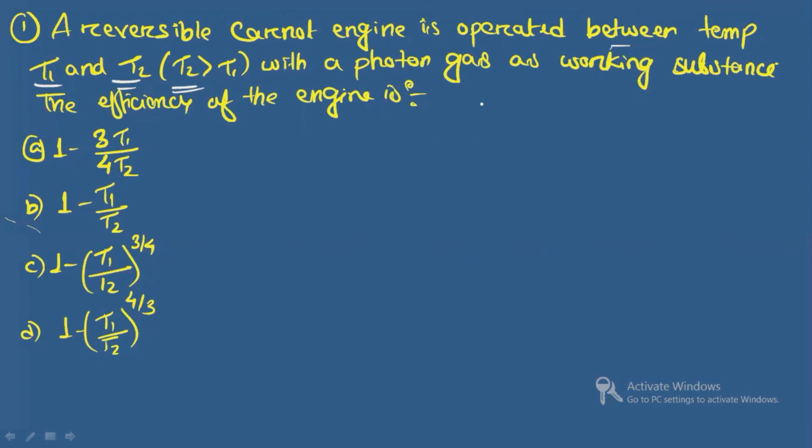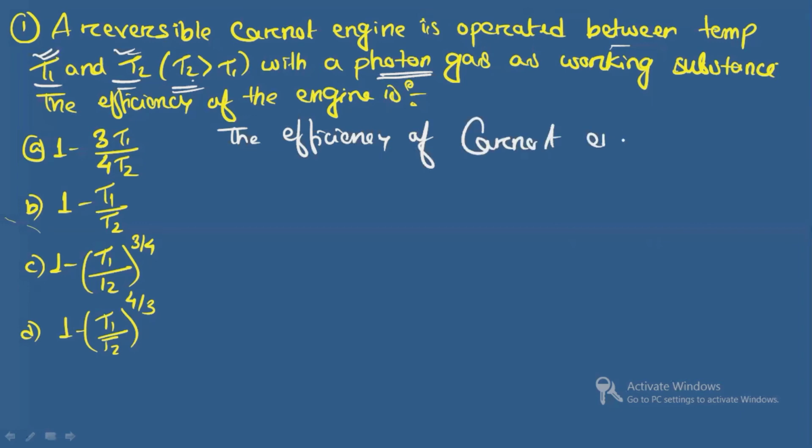So the efficiency of the engine is what? Working substance is photon gas. Reversible engine is working between temperature T1 and T2. Here T2 is greater than T1. So you have to see the efficiency of the engine. So the first thing that we know, what is the formula for efficiency of the Carnot engine? We will see the efficiency of Carnot engine. It is equals to what?